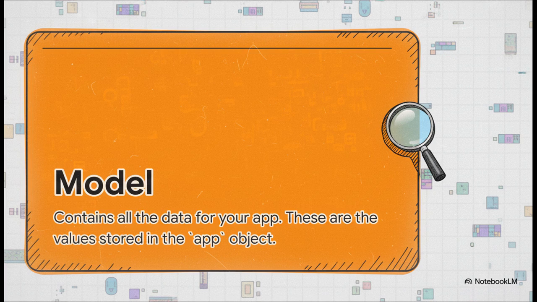First up, the M, the model. The model is simple. It's all the data your app needs to work. It's the state of your program's world. For us, that's everything we're storing in the app object, like app.recleft. The model is the single source of truth for your entire application.